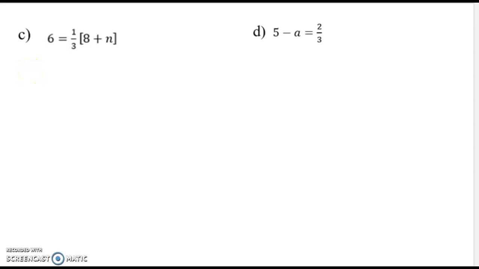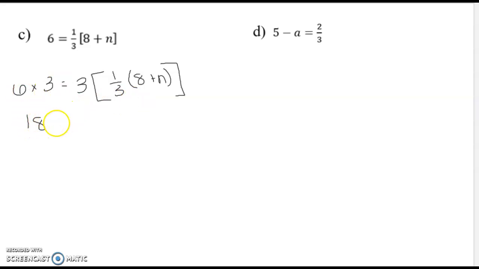So we're going to have 6 times 3 equals, and then over here I'll put a 3 out front, and then I'll put a big bracket, leave it 1/3, and then we have 8 plus n. Okay, so next step. 6 times 3 is 18.